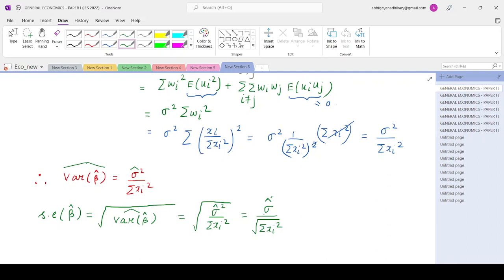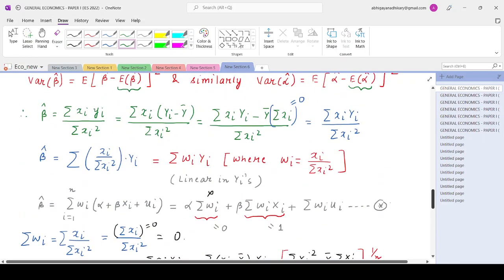And this basically gives you the estimated variance of this estimated variance, and then we can easily get the standard error. Now I think you have understood the way in which we are going to proceed. So let me just go over this once more.